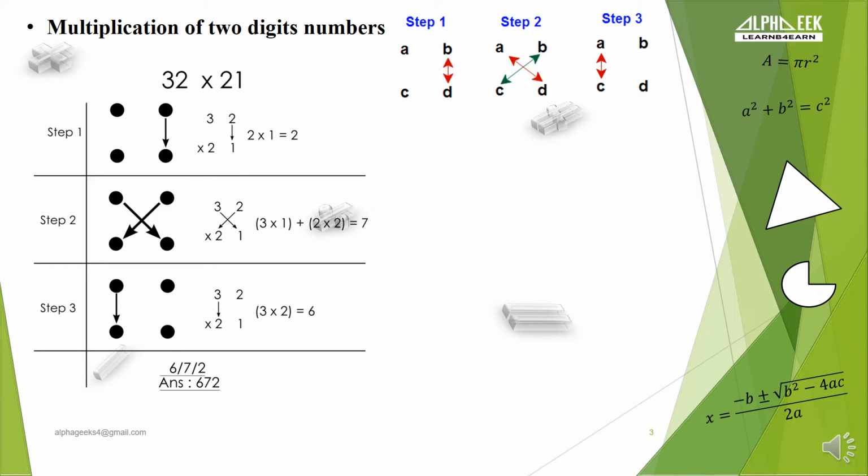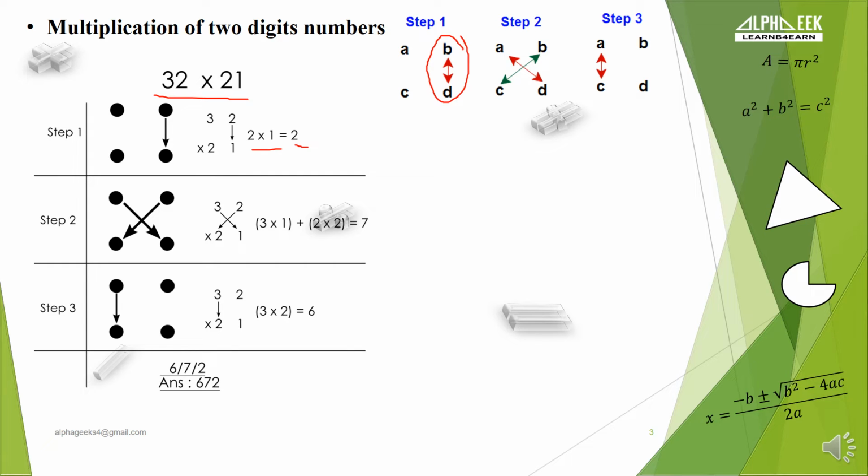So we will follow three steps when multiplying two-digit numbers. We divide the numbers like this: the first number's first digit will be A and the second digit will be B, and the second number's first digit will be C and the second digit will be D. Starting from step 1, we first need to multiply the unit places of the numbers. Looking at the example of 32 into 21, we are multiplying 2 into 1, and we get 2. Note down this 2 separately.